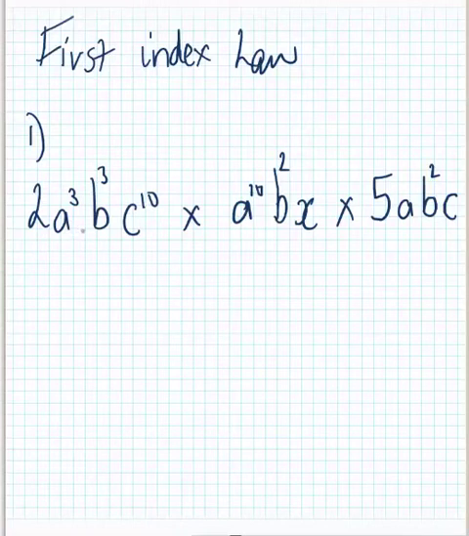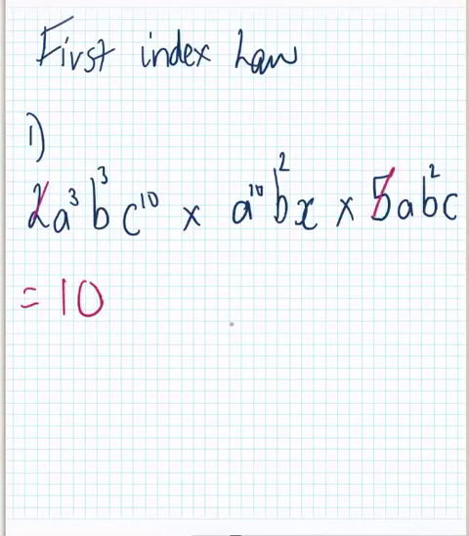Okay, so with this kind of problem, it might look complicated, but it's pretty easy. Your first step is to multiply your numbers, your whole numbers. Here I've got a 2 and a 5. So 2 times 5 is 10. So always start with that. Take care of your numbers.